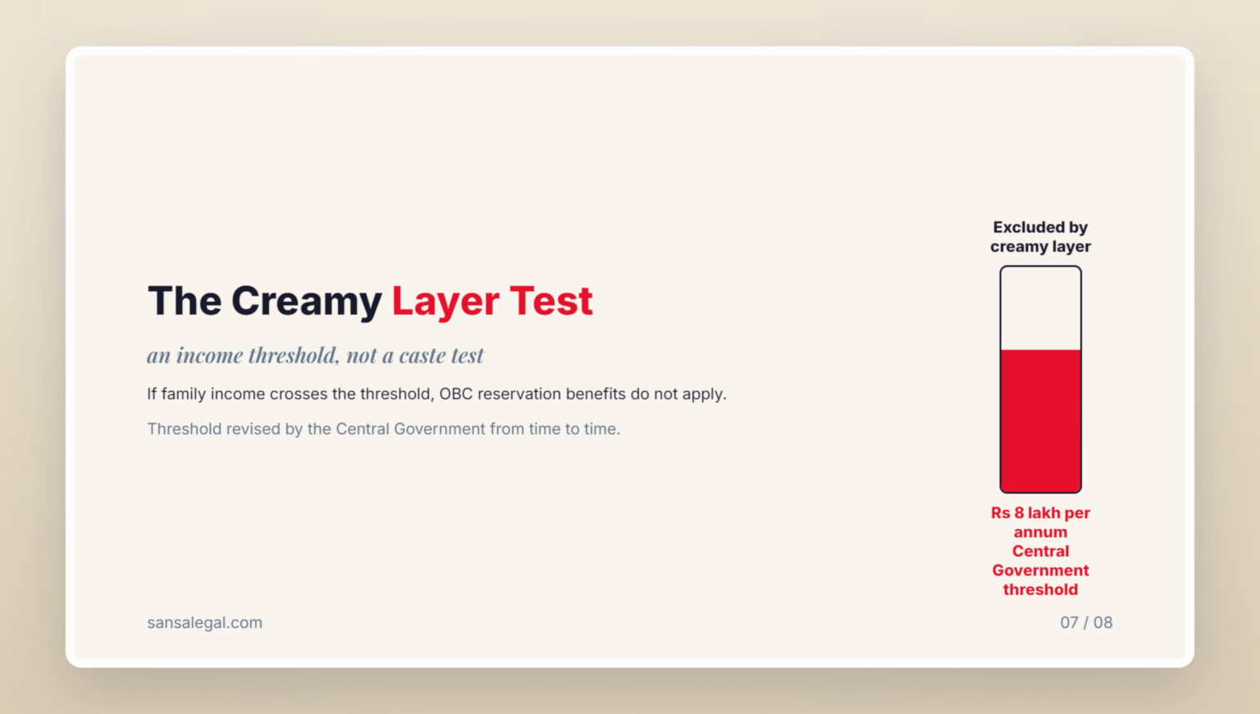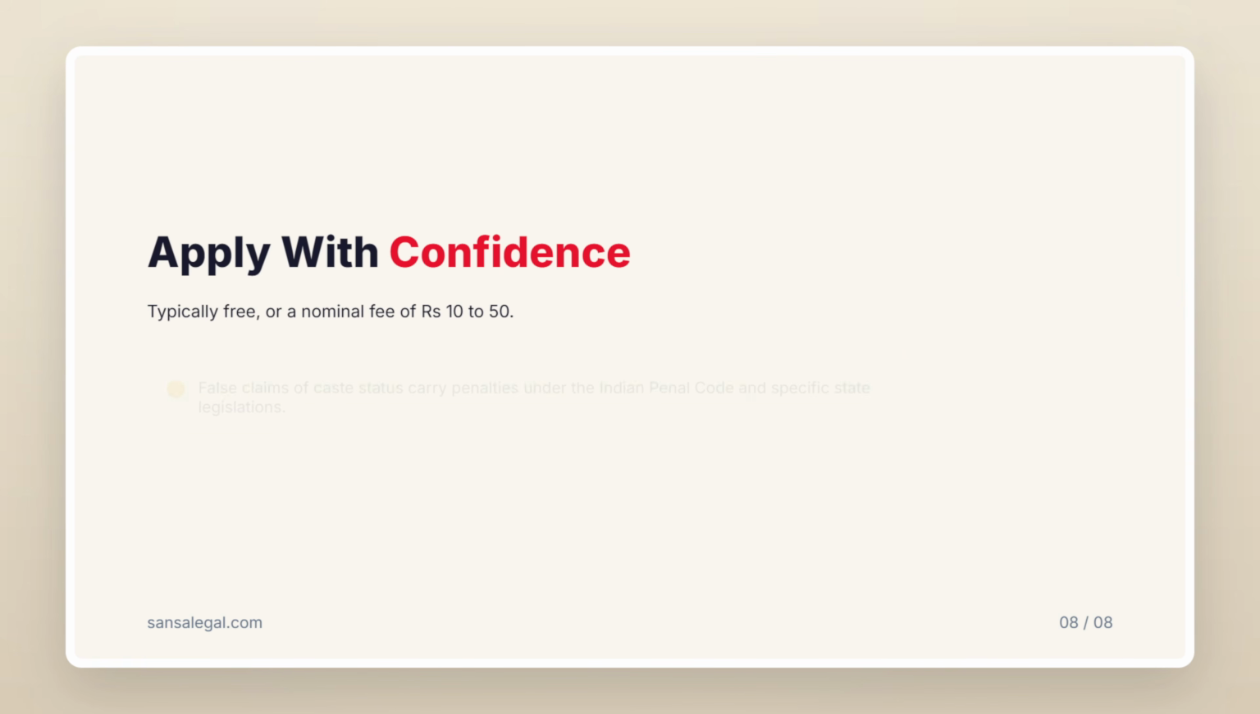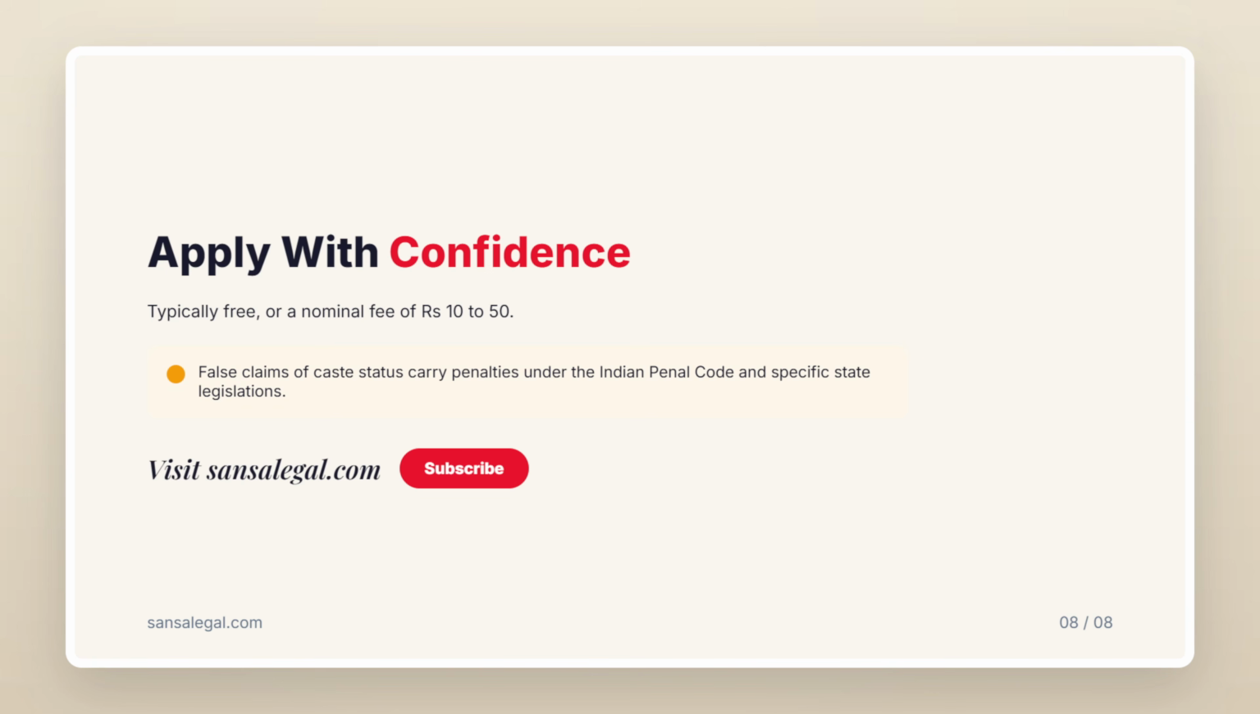If your family's income crosses the threshold, currently 8 lakh rupees per annum for central government purposes, you are excluded from OBC reservation benefits. So OBC certificates must be renewed periodically with an updated income declaration, and the threshold itself is revised by the central government from time to time. The certificate is typically free or involves a nominal fee of 10 to 50 rupees.